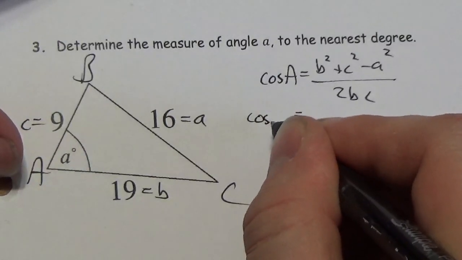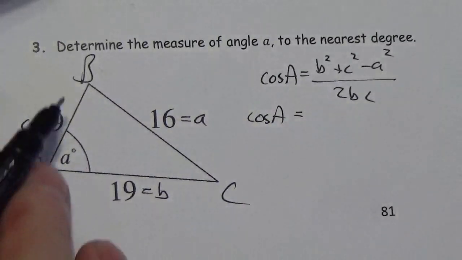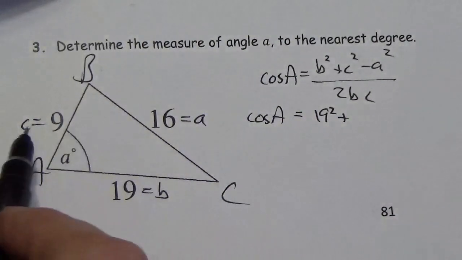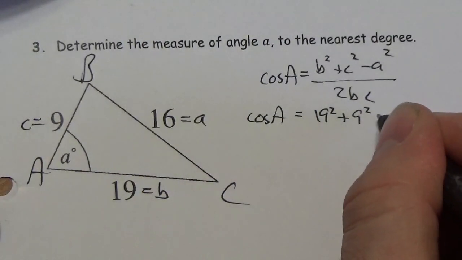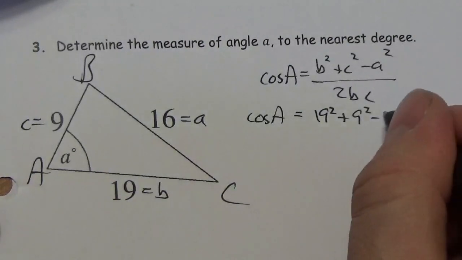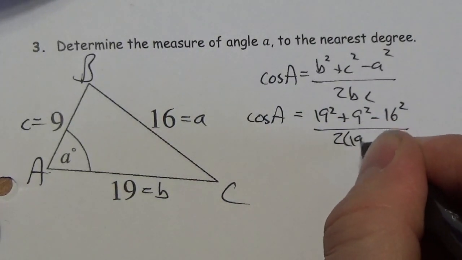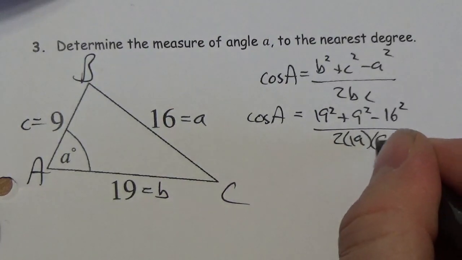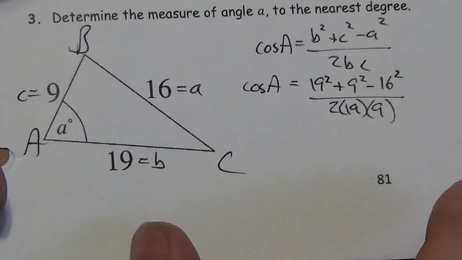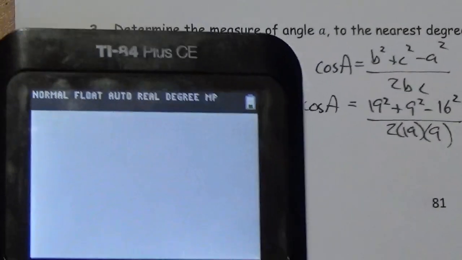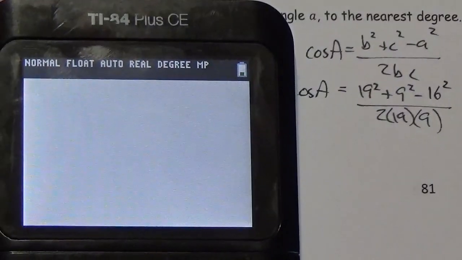So the cosine of A is going to equal b squared, 19 squared, plus c squared, 9 squared, minus a squared, 16 squared, all over 2 times 19 times 9. Okay, so now let's just go to my calculator. Let my calculator do that.